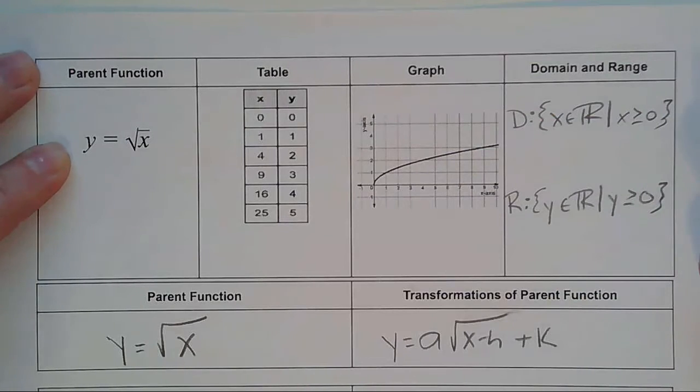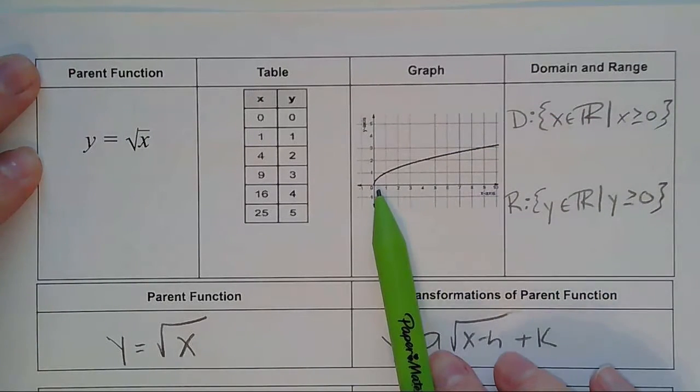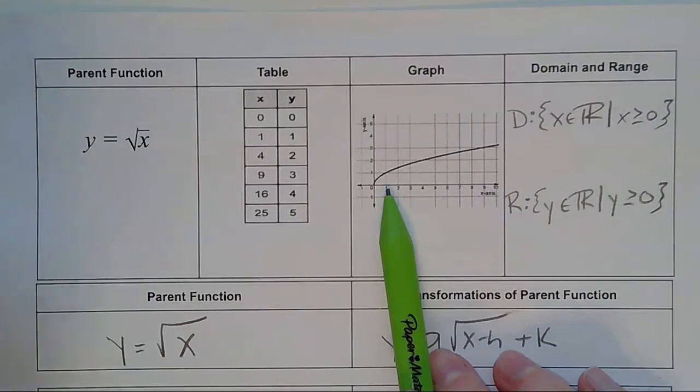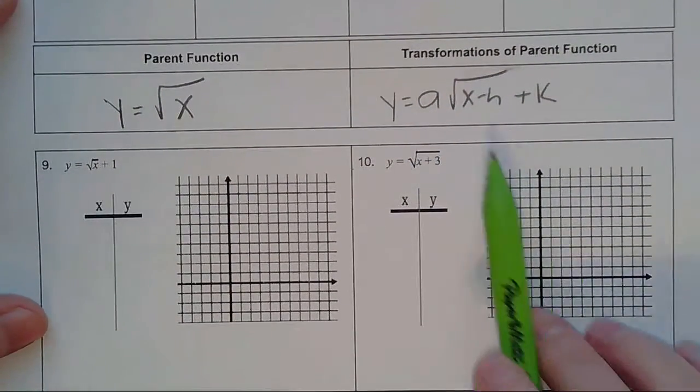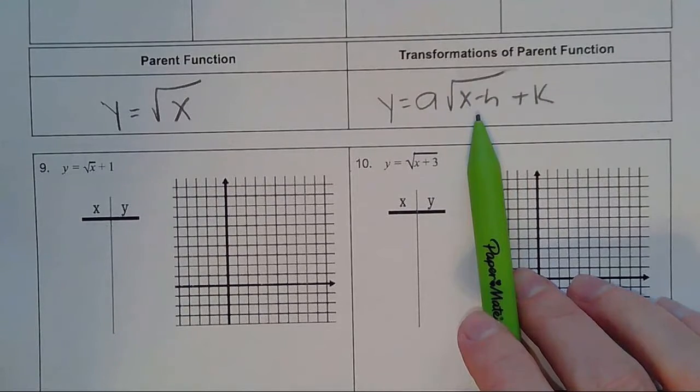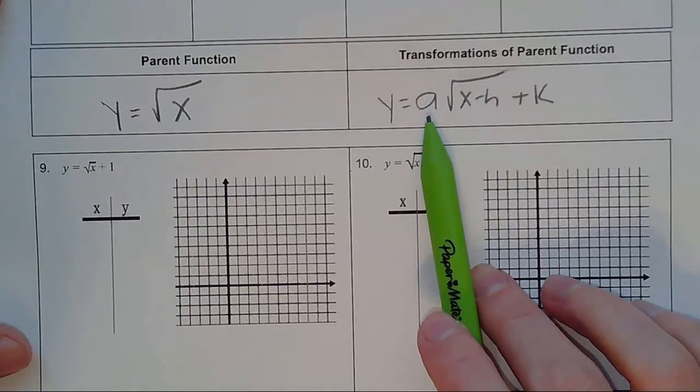So just basically understand that that's the parent function. You will see this again later in algebra 2. But if you know it's the parent function, then you know how things look when you move it around. So this has the exact same formula as we had when we did vertex form for quadratics, absolute value, all that jazz. This A value tells you stretch or shrink and a reflection.